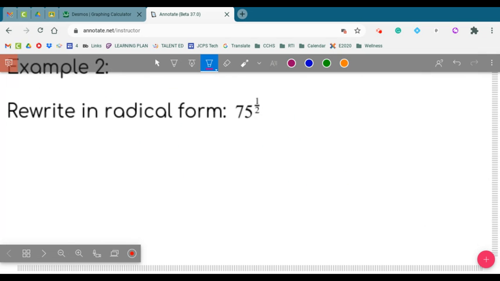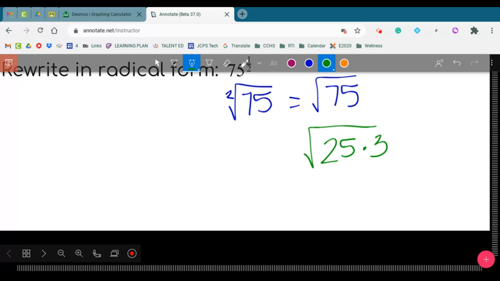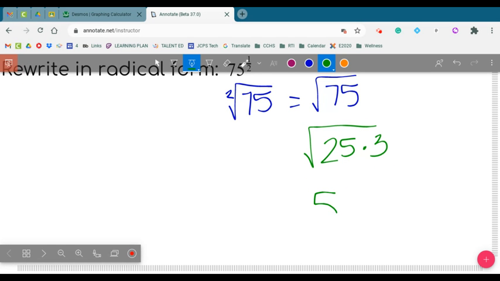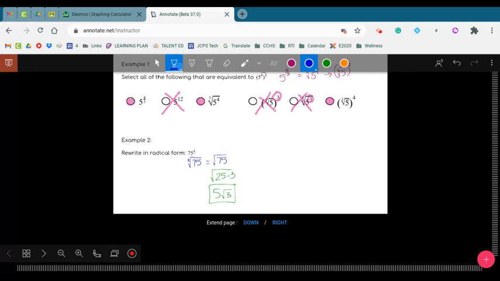It says rewrite in radical form. So this would be 75 to the 1/2. Remember, this is the same as saying the square root of 75. I now want you guys to simplify this. You should realize that 25 times 3 goes into this, and that the square root of 25 is 5, so 5 square root of 3 would be the answer. So sometimes you will have to simplify that, so keep that in mind. Okay, let's go to the back page.